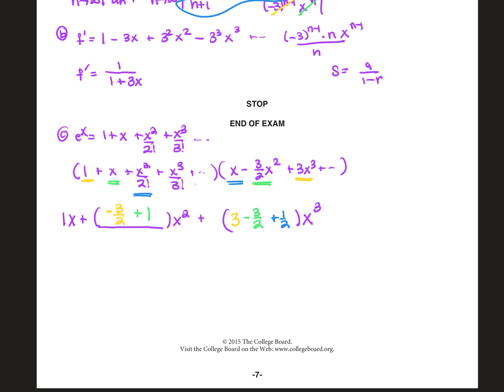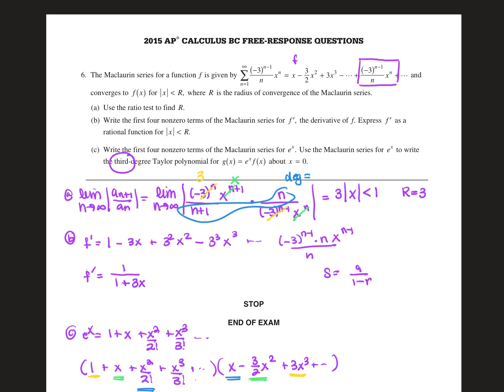So the scoring guidelines for this is: Part A is worth 3 points. The first point will be from writing the ratio. The second point from finding the limit. The third point for finding the radius of convergence.